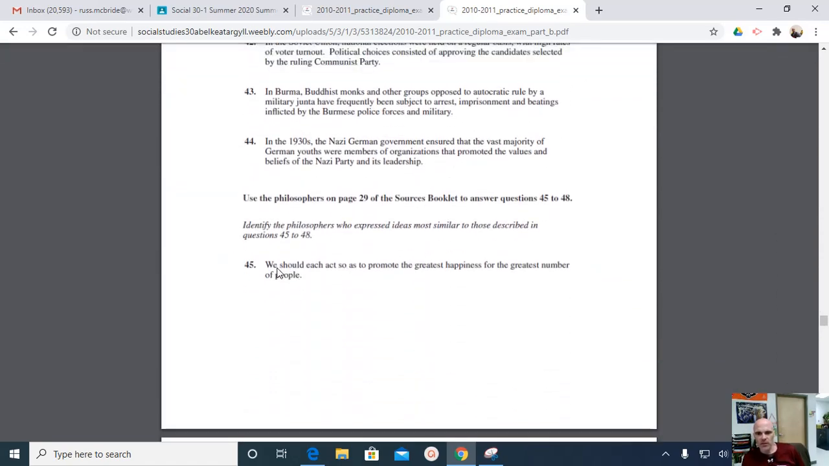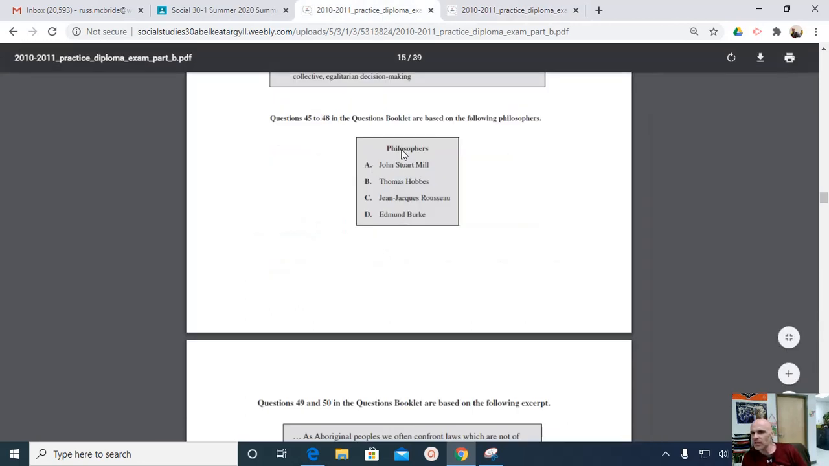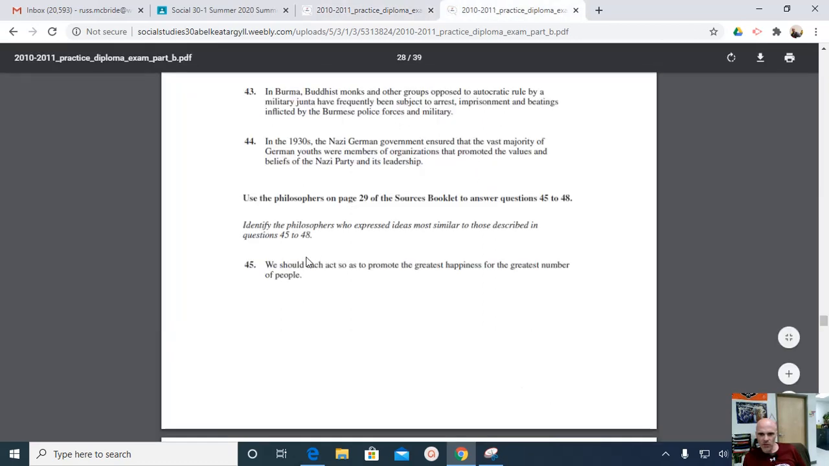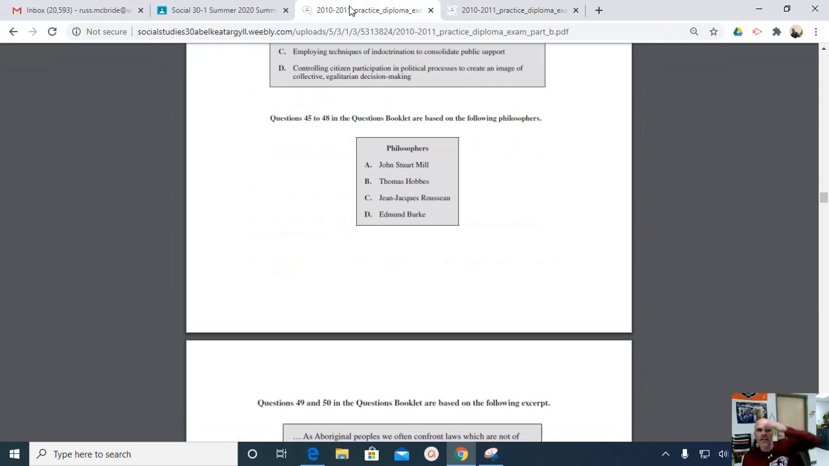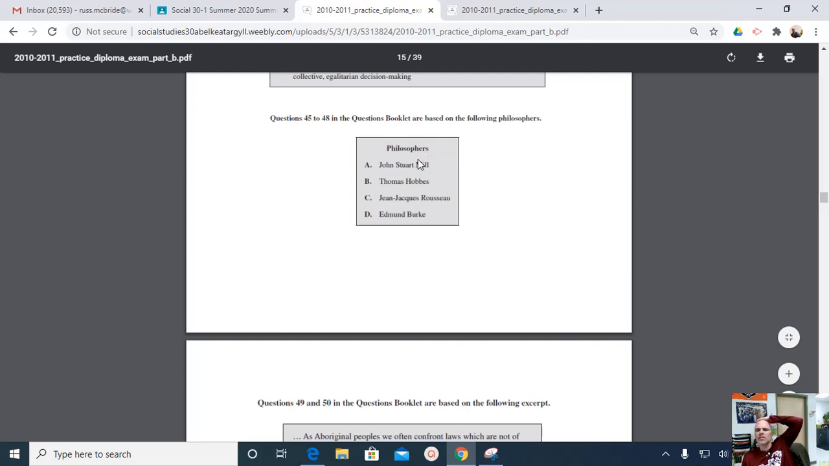Identify the philosophers. We should each act so as to promote the greatest happiness for the greatest number of people. So again, what we need to have down is a list of key people and simply what is their ideology. Greatest happiness for the greatest number of good. That's how we should act. I was hoping to see Karl Marx here, but I don't see that. So go back. That's a utilitarian point of view, really, and John Stuart Mill is a utilitarian. So there's nothing that's going to help me in the question other than knowing that.